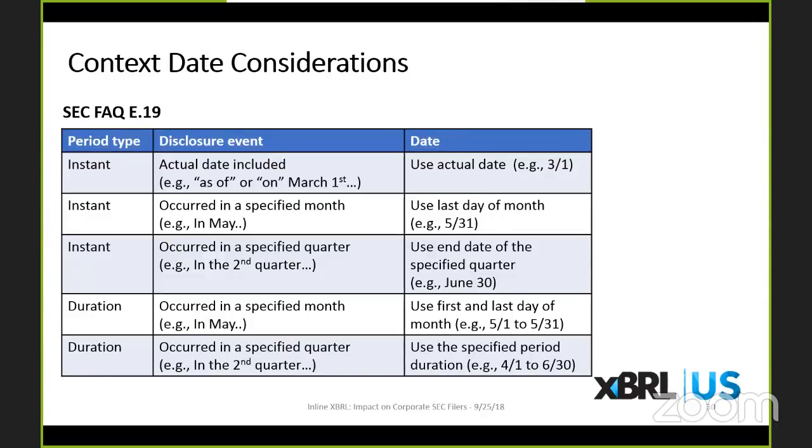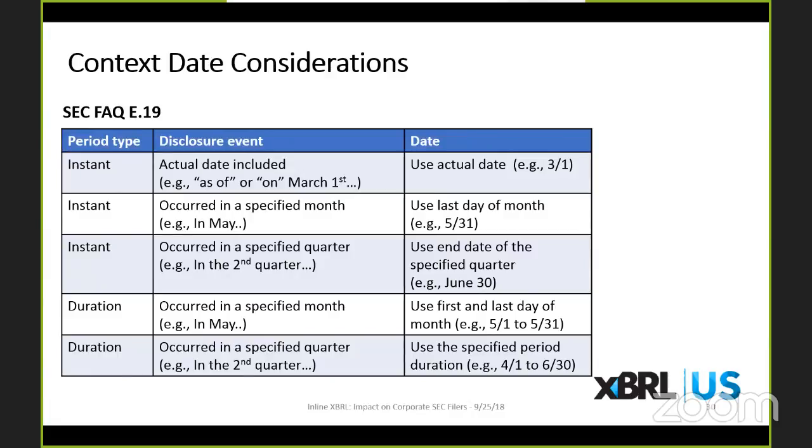So if you have a period type of an instant, basically as of or on March 1st, you would use that same date. For an instant, as well, if it says in May, we acquired a company for $2 million, that amount of $2 million would be tagged in the last day of May as 5/31. Also, if it says in the second quarter for that amount, then you would tag it as the last day of, if it's calendar year, June 30th.